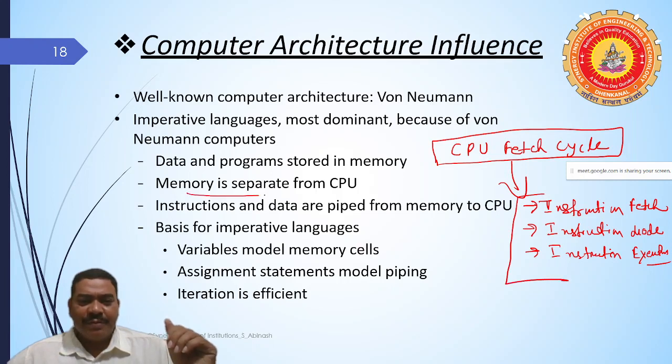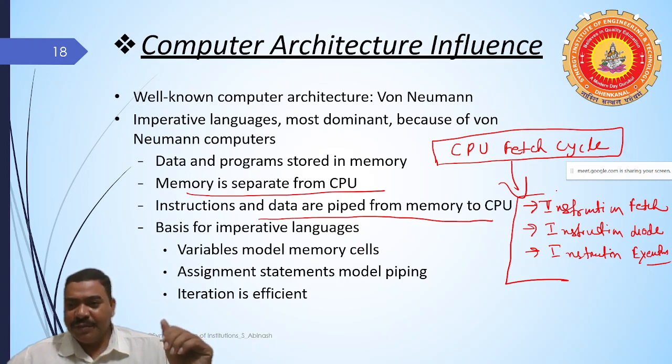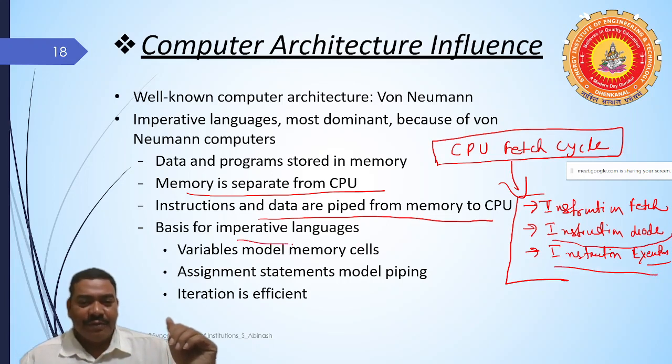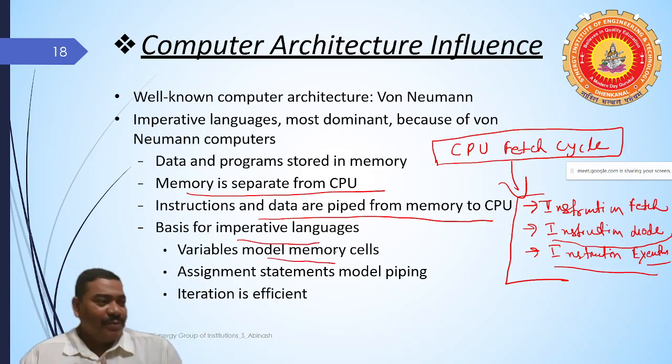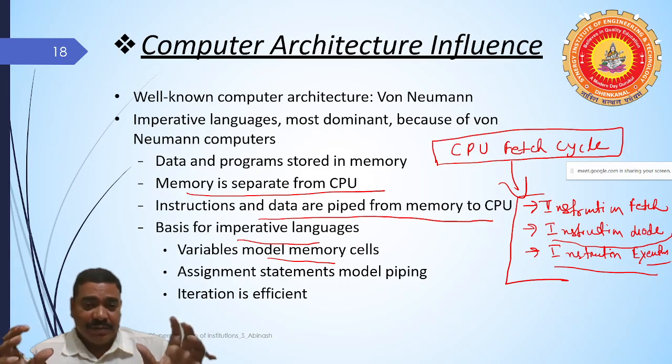Memory is separate from the CPU. Instructions and data are piped from the memory to the CPU in this way. The instruction is fetched from the memory, decoded by the processor, and then executed. The basis for imperative languages is the variable model of memory cells. That means a huge number of variables are used. Variables are data elements stored in memory, and the variable model of memory cells means the memory is designed in such a way that it can accommodate the variables.